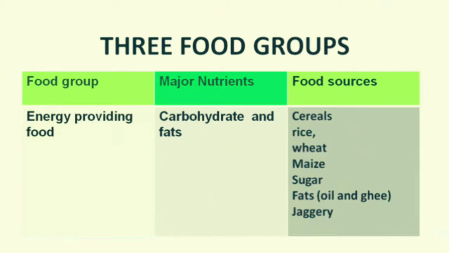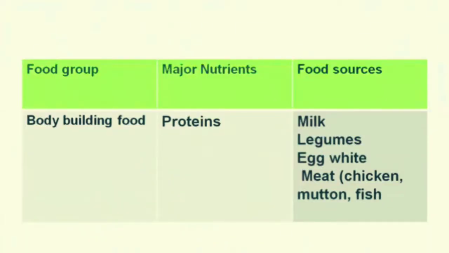These are cereals, rice, wheat, maize, sugar, fats, oils, ghee and jaggery. These all are the energy providing foods in our diet. Another category of the food group is bodybuilding foods, and the major nutrients of these bodybuilding foods are proteins. And from where can we get the proteins in our diet? We can get protein from milk, legumes, egg white, meat, chicken, mutton, fish.